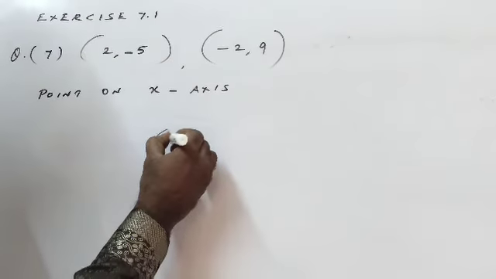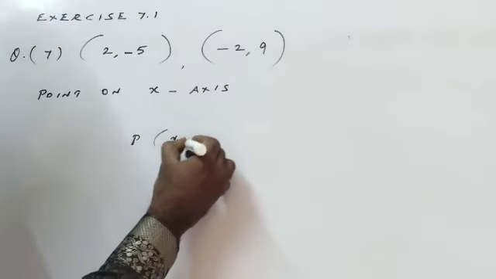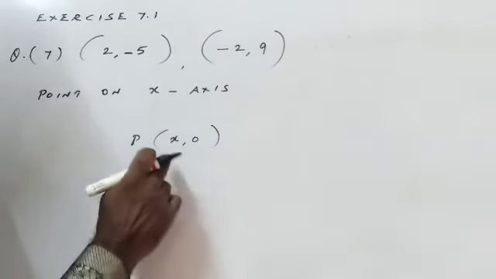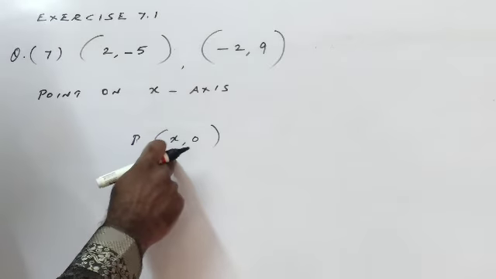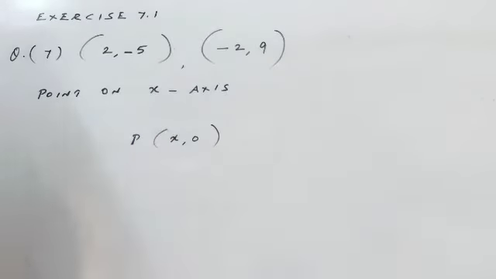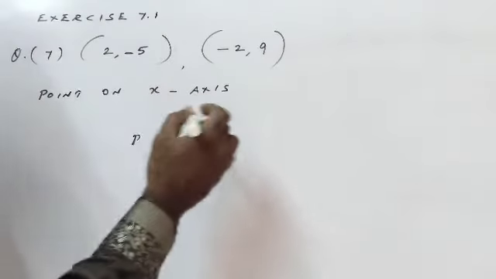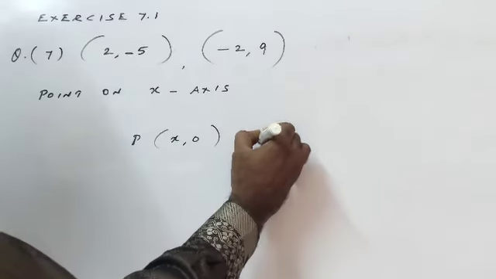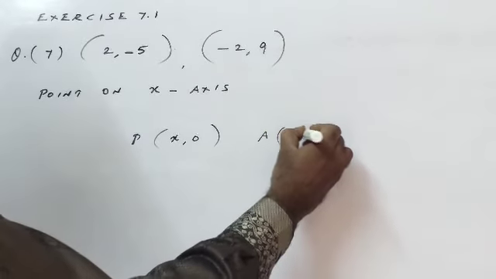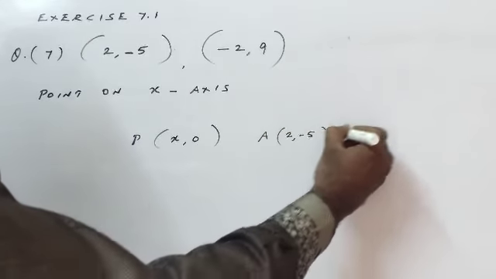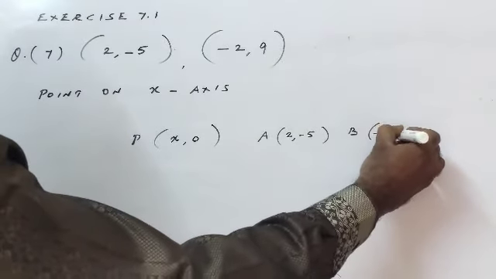So, consider that point x, 0 because the point lies on the x-axis, so there is no point on y-axis. Now, consider the first point as A, that is 2, -5. The second point is -2, 9.